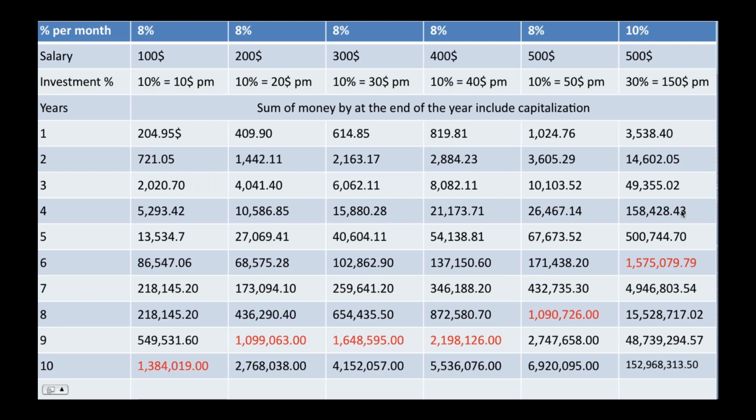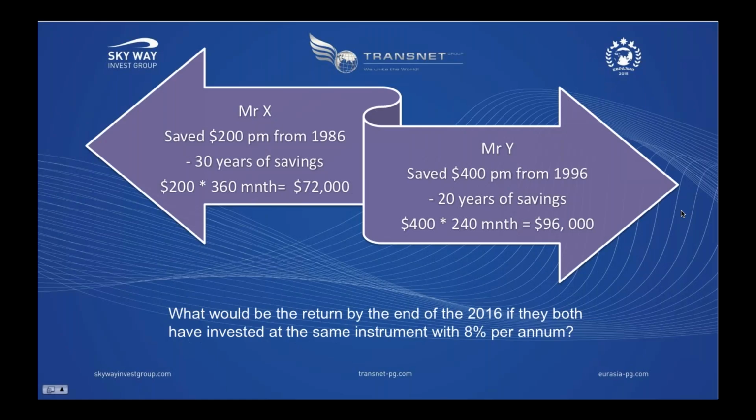And just to summarize this topic of capitalization, I want to ask you to do one exercise. Please listen carefully. I want all of you to contribute. So let's say we have two scenarios. We have Mr. X and we have Mr. Y. Mr. X saved $200 per month from 1986. So every month he will put in 200, 200, 200, 200 for the next 30 years.